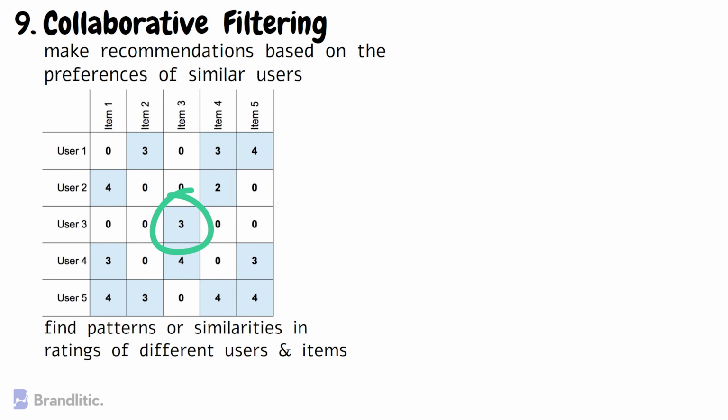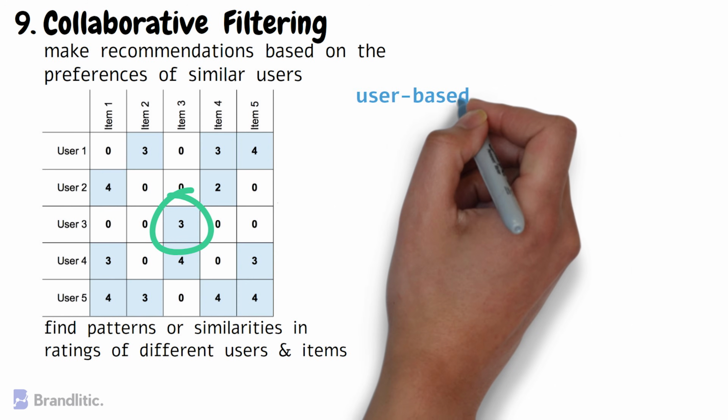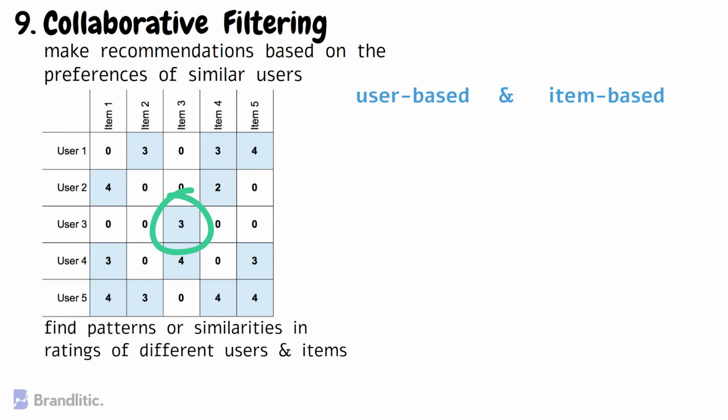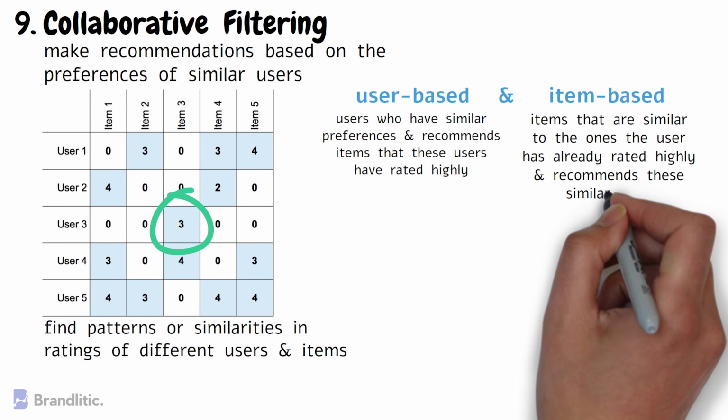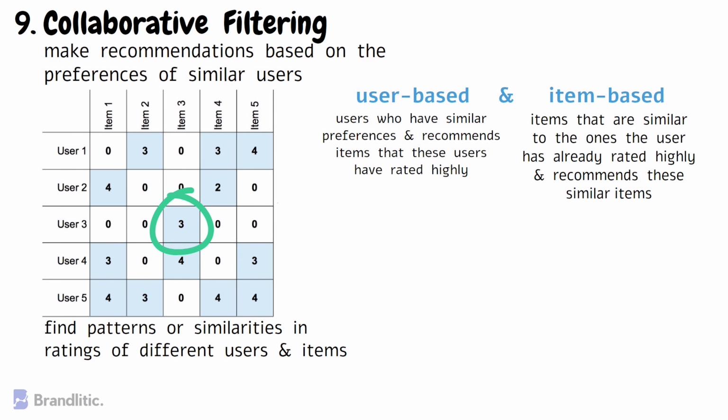There are two main types of collaborative filtering: user-based and item-based. In user-based collaborative filtering, the algorithm identifies users who have similar preferences and recommends items that these users have rated highly. In item-based collaborative filtering, the algorithm identifies items that are similar to the ones the user has already rated highly and recommends these similar items.